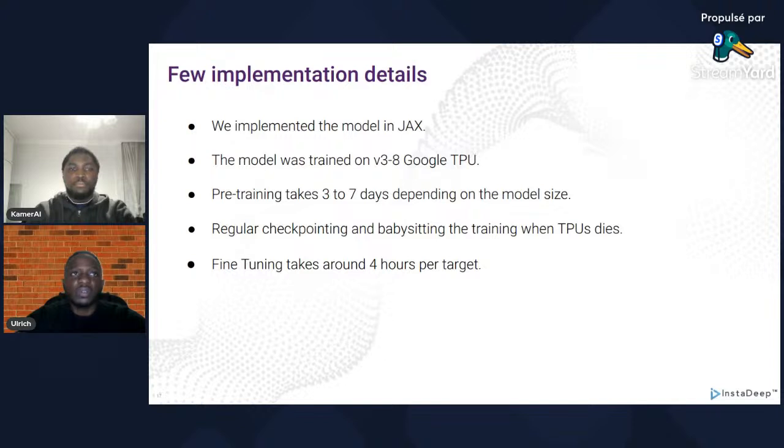I really don't know how these guys at Meta and OpenAI had to train these models, because you have to babysit the training since the machines can die every time. So you need to do a lot of checkpointing to be able to resume your training every time something dies. But the fine tuning doesn't take long. The fine tuning on the target takes around 4 hours, which is good, so you can repeat experiments and run a lot of experiments.